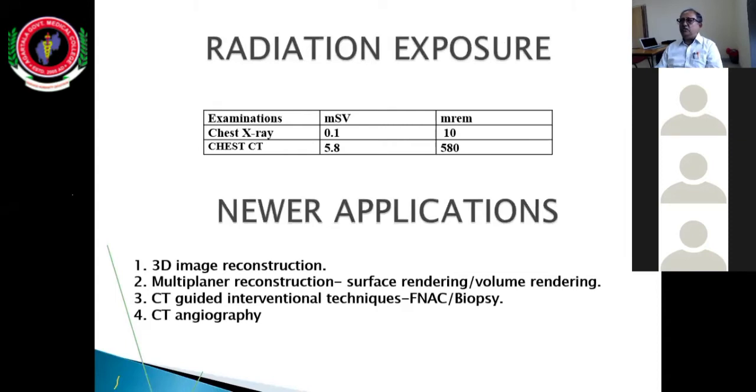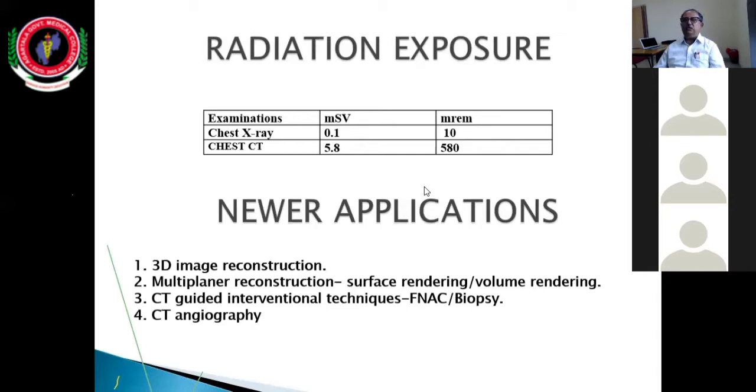Now come to the radiation. How much radiation will you get from the CT scan? For example, for one chest X-ray you will get 10 milligrams of radiation dose. For one CT scan of the chest, you will get 580 milligrams. So you can understand, one chest CT is equivalent to 500 chest X-rays. So much radiation you will get after one CT scan of the chest.